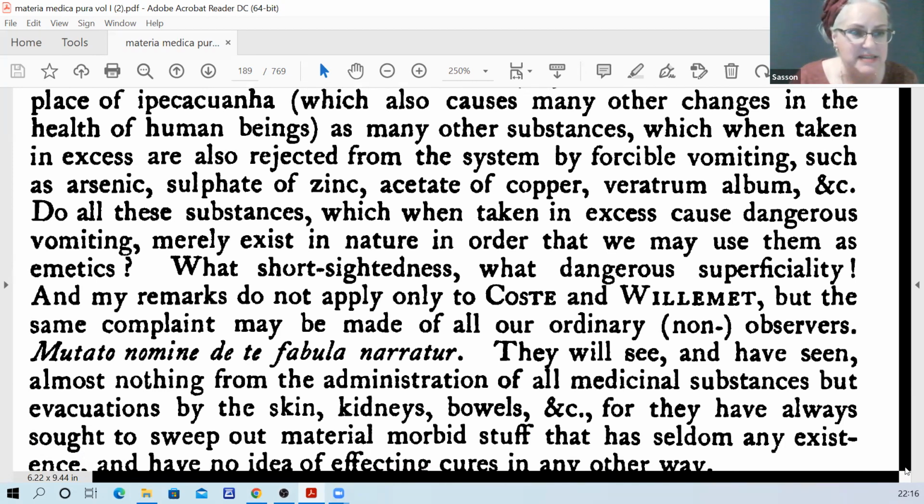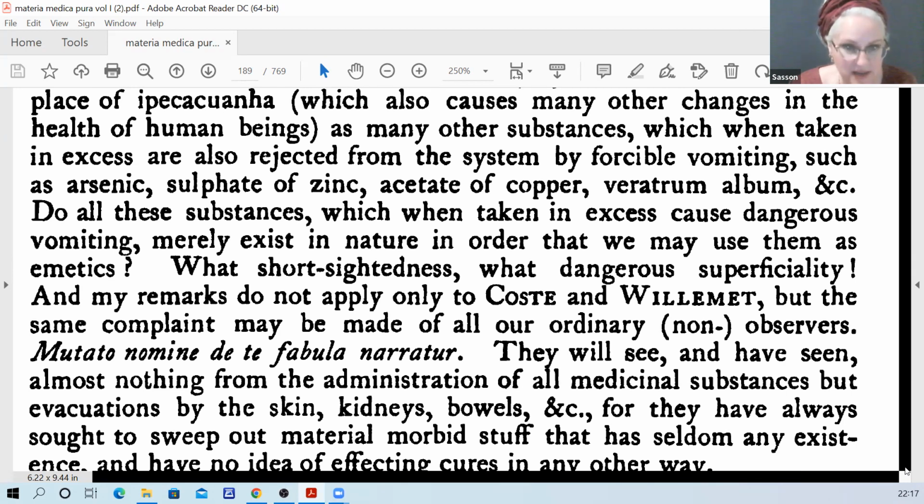Okay, so then Hahnemann says, mutato nomine de te fabula narratur. Now, some of these words are very similar to English words: fable, mutate, name, narrate. That essentially means change the name and the story is also about you. Or even when the names are changed, the story remains the same. It means something like that in Latin.